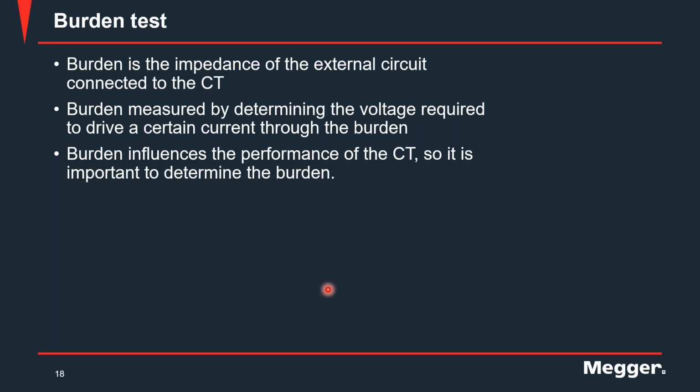So if you're testing the burden for a metering CT and it says B 1.8, then you want to make sure that the impedance of the burden is less than 1.8 ohms.